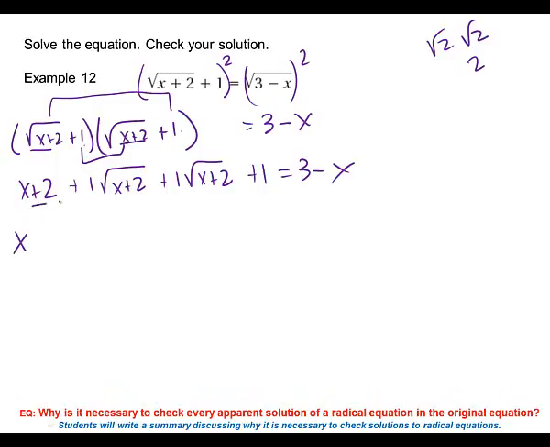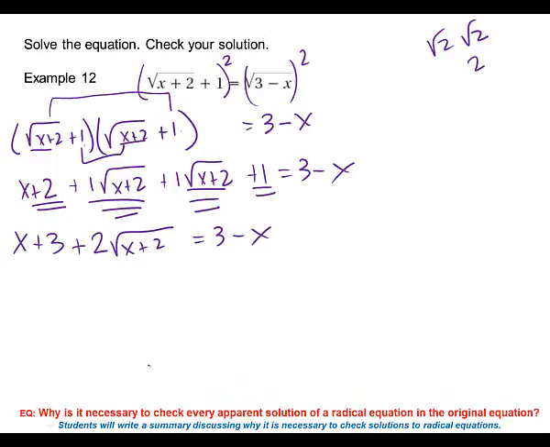All right. We're combining like terms. 2 plus 1 is what? 3. This acts like a variable for a minute. So this term here and this term here are like terms. What's 1 times the square root of x plus 2 plus 1 times the square root of x plus 2? 2. There's 2 of them, right? 2 times the square root of x plus 2.